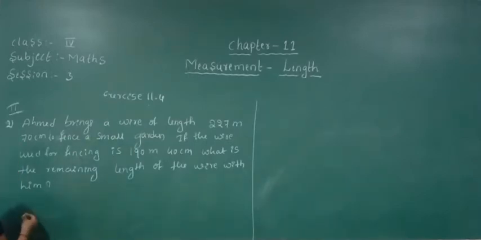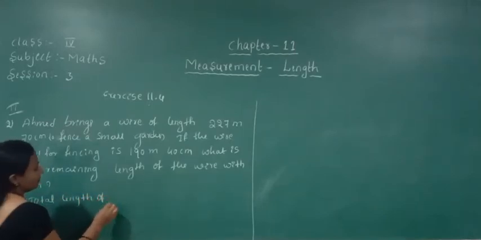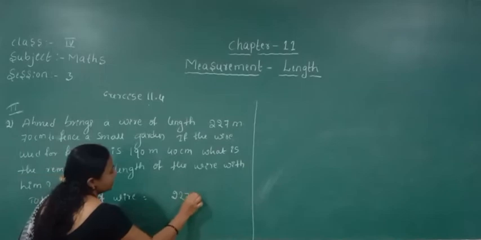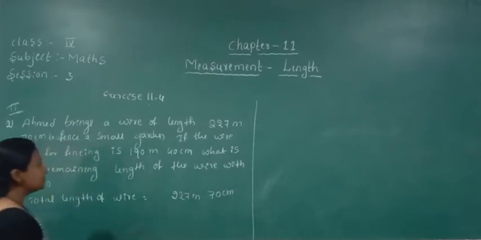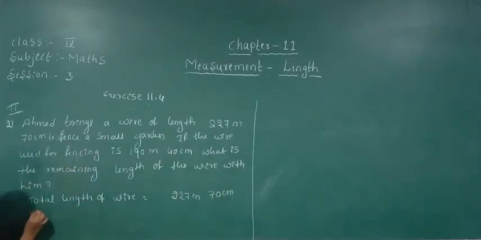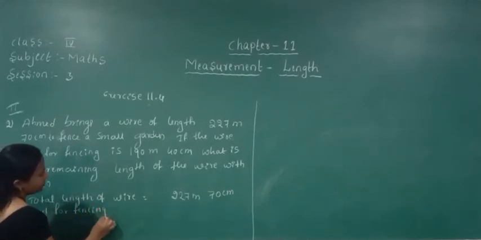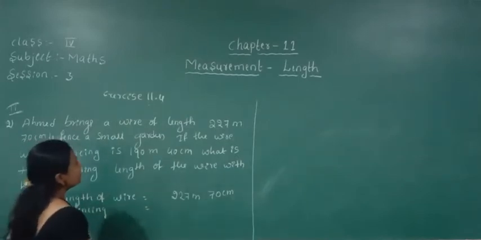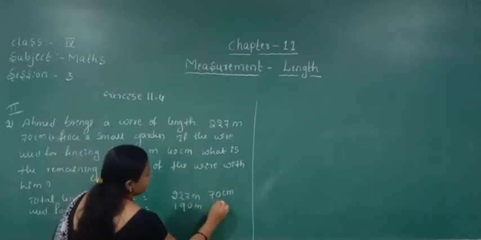Okay. So total length of wire is equal to 227 meter 70 centimeter. Used for fencing, how much he used for fencing? So that is 190 meter 40 centimeter.